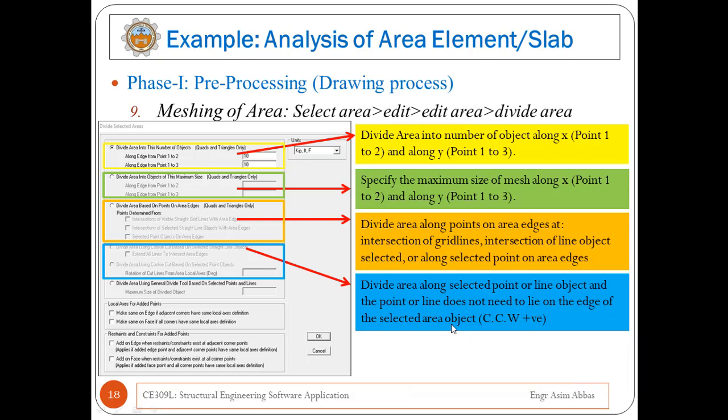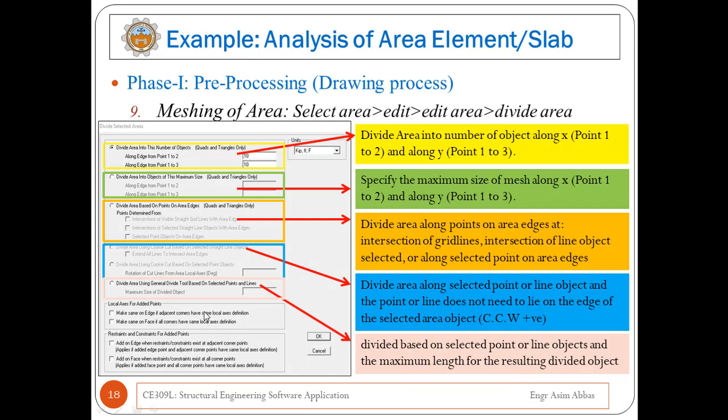In this fourth step, you can also divide the area along a selected point or line object that actually lies on some other local axis. For that, you will specify the rotation angle for that particular local axis. In the fifth step, you can divide the area by selected points and lines, but in this option you will specify the maximum size of the divided object only.